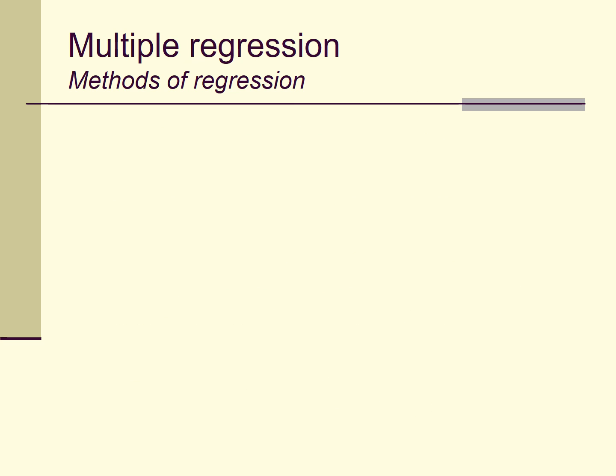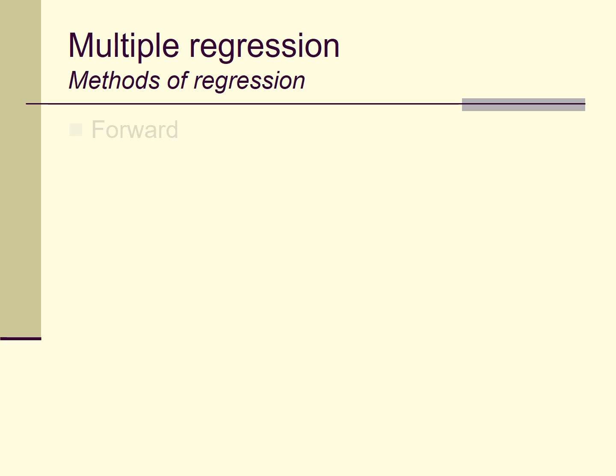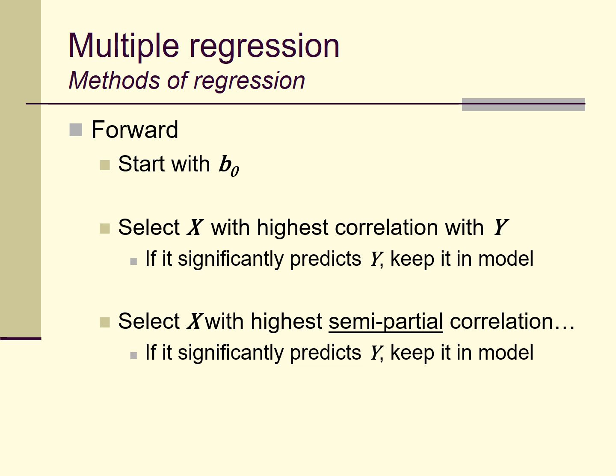Moving on now, after talking that point to death, or at least talking about it a lot, let's talk about different ways to do multiple regression that are program driven, where SPSS is essentially making a lot of the decisions for you. One of the options here is called forward, and this is where SPSS starts with a model that just has the intercept, just a simple compact model.